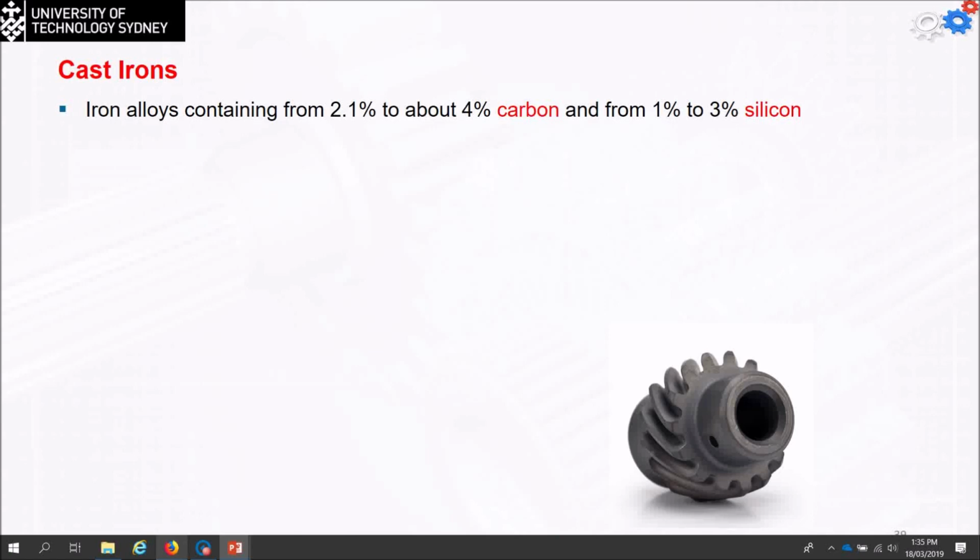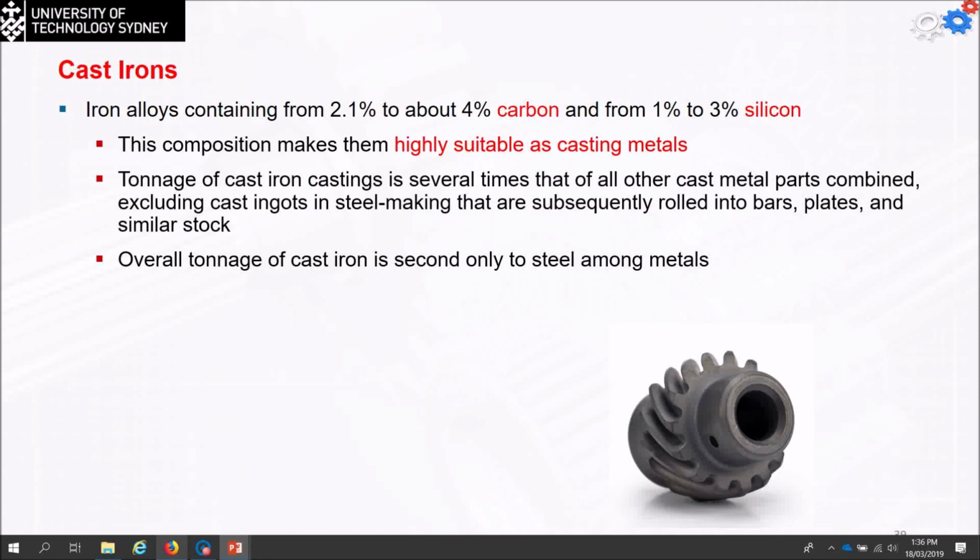Now, if you remember what was the percentage of the carbon in the plain carbon steel? It was something between 0.02 to 2.11. Now you can see that the content of the carbon in the cast iron is from 2.1 up to 4%. This composition makes them highly suitable for the casting of metals, and the tonnage of cast iron castings is several times that of all the other cast metal parts combined, excluding the cast ingots in steel making that are subsequently rolled into parts, plates, and similar stocks. The overall tonnage of the cast iron is second only to the steel among the metals.